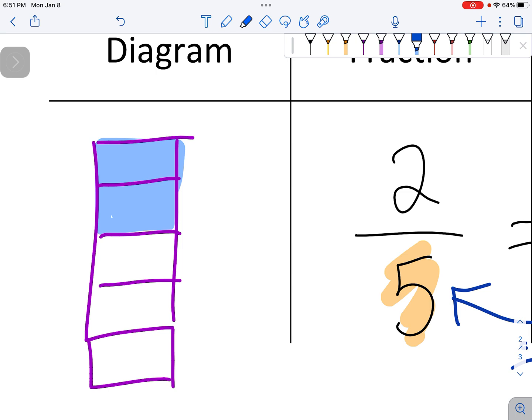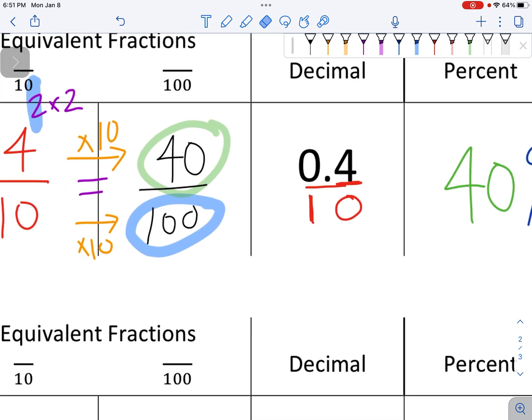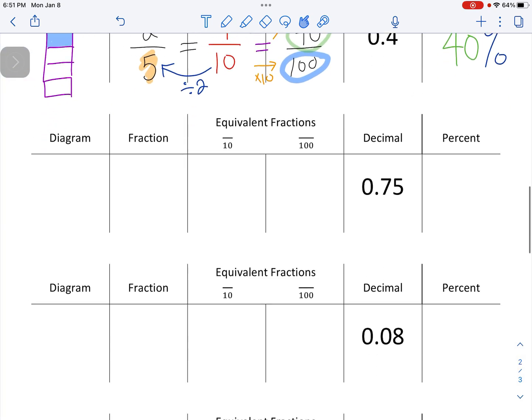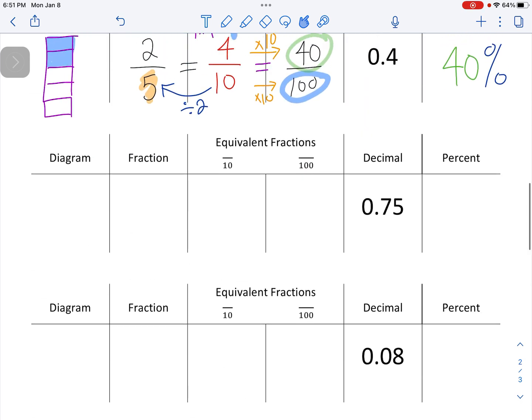And I'm done. So I've got a diagram, I've got a fraction, I've got a couple of equivalent fractions, I've got a decimal. Go back and get rid of that over 10 now, and I've got a percent. Your job is to finish the front and the back. Some of these get a little bit tricky, so you just got to think kind of hard through it.